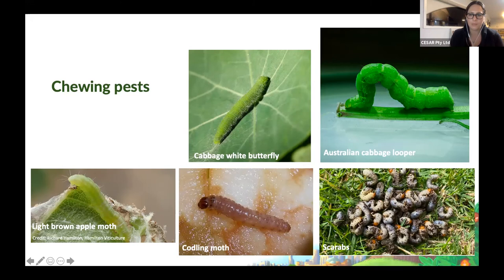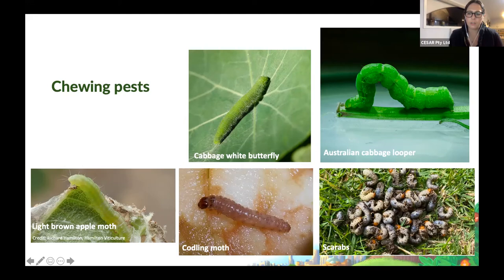So that's a bit of an unlucky find if you bite into an apple and you find a codling moth larva in there. Someone asked a question earlier about white grubs in the soil. There are quite a few things that it could be, as Elia mentioned. But occasionally, if you're digging through the soil ready to plant, you might notice things that look like these scarab larvae.